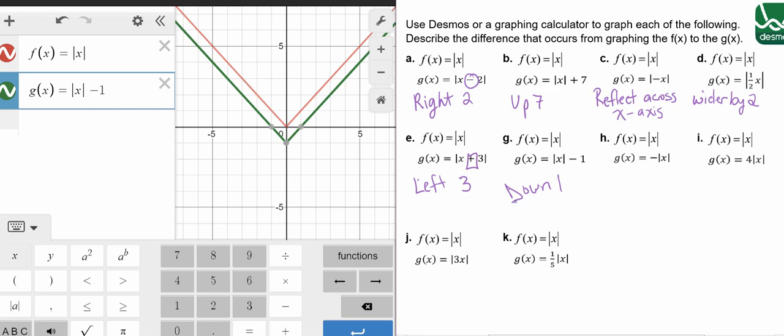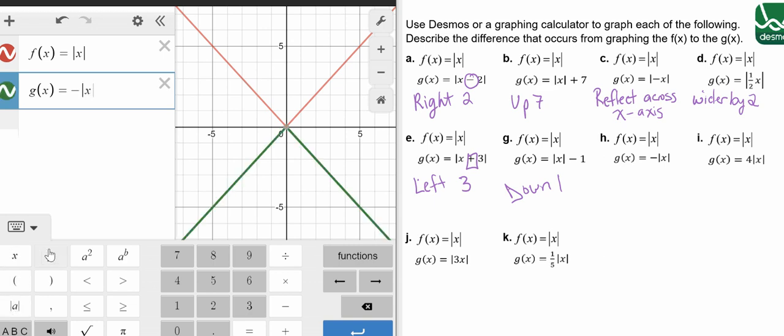Let's go ahead and plug in letter H. Now notice that H looks a lot like C, with the small difference that the negative sign is on the outside of the absolute value instead of on the inside. So what do you think this might look like? Let's see. Negative absolute value of x, and notice that we have that reflection across the x-axis, which makes me realize that I graphed letter C incorrectly.